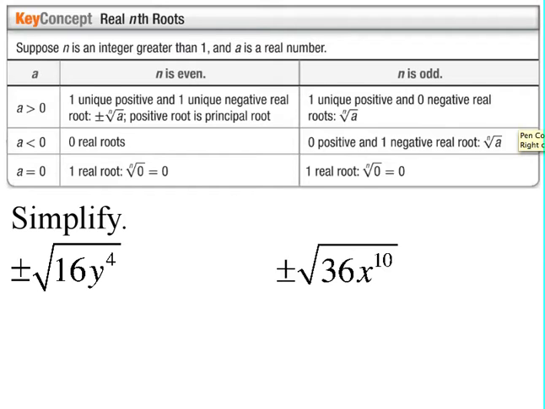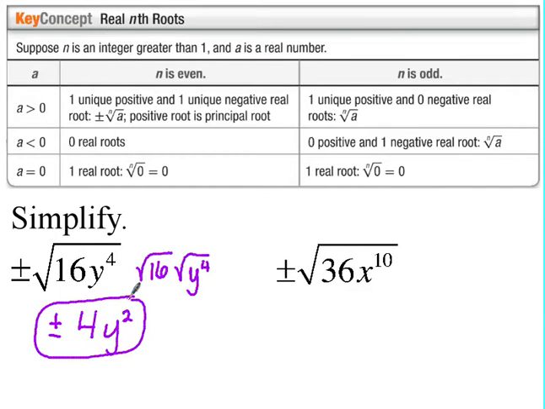It says plus or minus the square root of 16y to the 4th. So the very first thing I need to do is bring down my plus or minus sign. Then I'm going to start by taking the square root of 16 and then the square root of y to the 4th. What is the square root of 16? 4. So there you go, that's the first part of your answer. What's the square root of y to the 4th? y squared. And that's it. That's your answer.